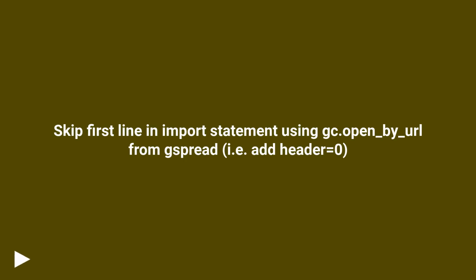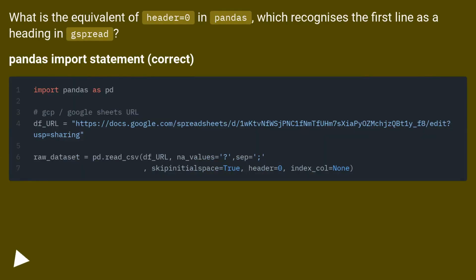Skip first line in import statement using gc.open_by_url from gspread, i.e. add header equals 0. What is the equivalent of header equals 0 in pandas, which recognizes the first line as a heading in gspread? Pandas import statement, correct.